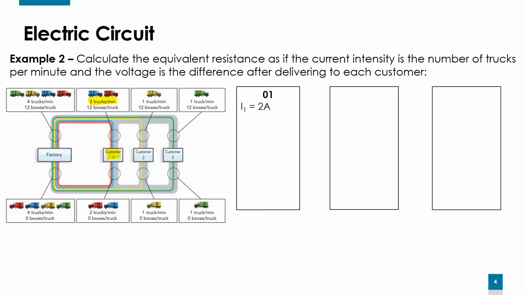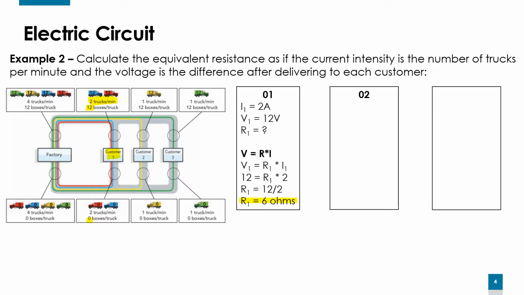And what is going to be my analogy? These 2 trucks, the blue and the red, came here to customer 1 and delivered all the 12 boxes, right? So I had 12 before, now I have 0. So 12 minus 0, my voltage will be 12 volts. And my resistance, I don't know. I'm going to calculate using Ohm's law. My voltage, I know it's 12. My resistance, I don't know. My current, 2. So resistance equals 12 divided by 2. My resistance equals 6 ohms for the first customer.